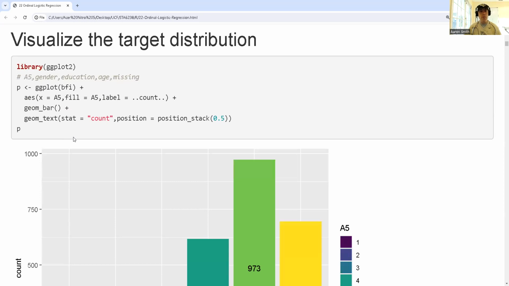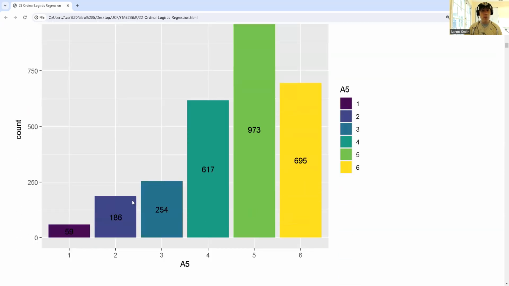So just making this so that it's usable. And so now let's go ahead and visualize the target distribution. So here we have A5 is my target variable that I'm interested in. And I'm just going to do a bar plot by counts. And you can see what we've got going on. We can see that 5 and 6 are the most common, then followed by 4, 3, 2, and 1 is the least.